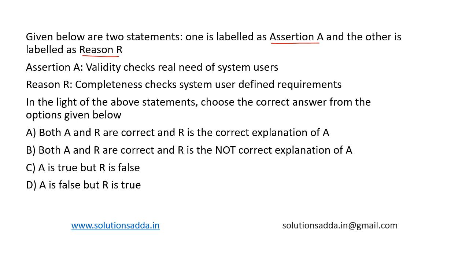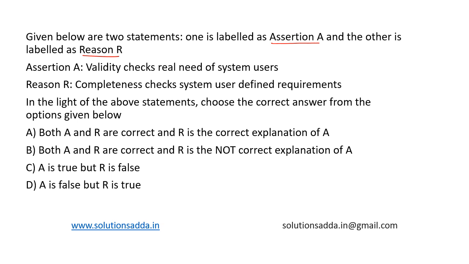Option A is both A and R are correct and R is the correct explanation of A. Option B is both A and R are correct and R is not the correct explanation of A. C is A is true, R is false. D is A is false but R is true. So let's see how to answer it.